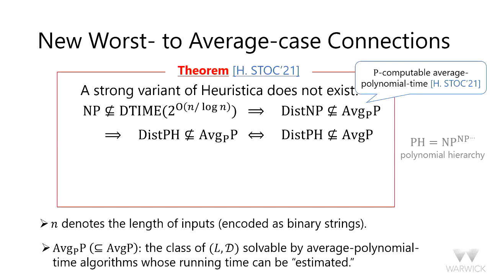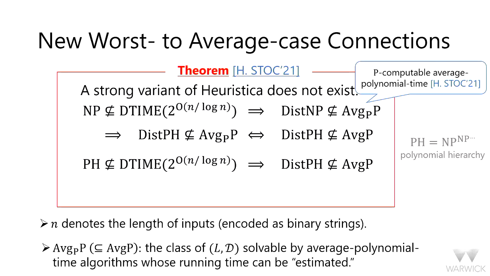And if we consider our average case complexity of pH, we can actually show that P-computable average case polynomial time and the standard notion of average case polynomial time are actually equal. So in this sense, P-computable average case polynomial time is close to the original notion.